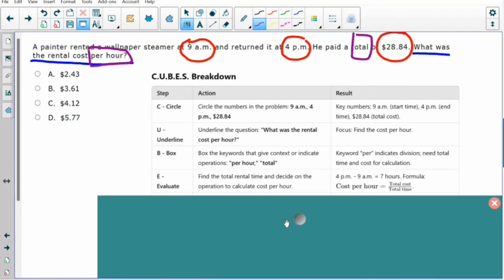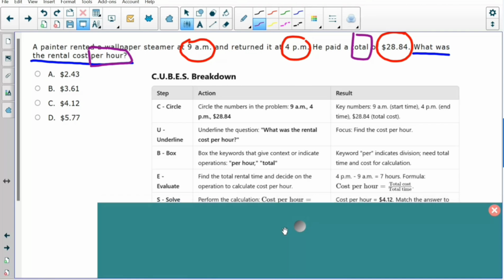Now I will move on to my E. It says find the total rental time and decide on the operation to calculate per hour. So we already know the total cost, but we don't know the total rental time. So we need to work out from 9 a.m. to 4 p.m., how many hours would that be? And that would be 7 hours. So we have the two pieces of information we need to solve: the total cost, which is $28.84, and the total rental time, which is 7 hours.